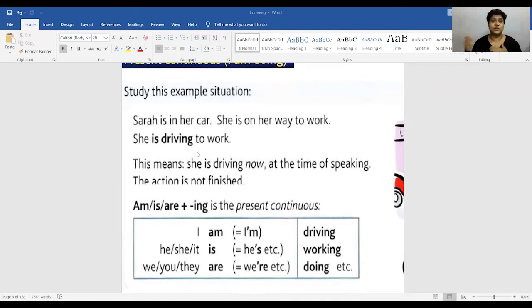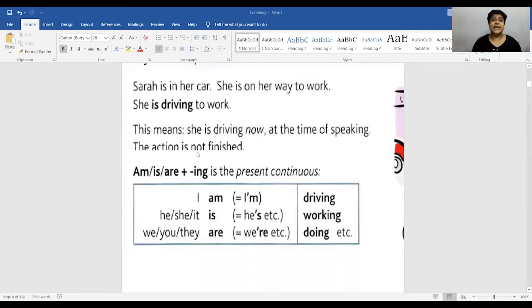Instead of saying she drives to work, I'm going to say she is driving, which means she's still driving right now. She probably started an hour ago and she's still driving. This means she is driving now at the time of speaking, and the action is not yet finished. And that is what we need to know. The action is still continuing, and that is why we use the present continuous, which is ing added to the verb.